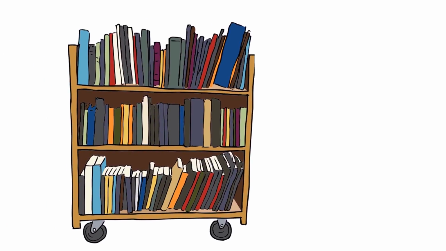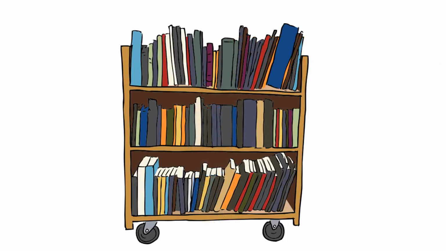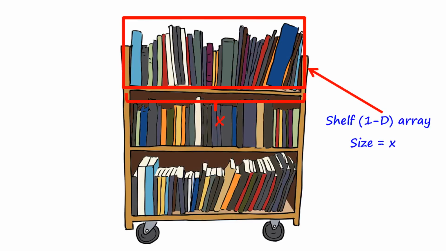Let's say that you are standing in front of a bookshelf and you are looking at a book. So the book is an element. Now let's consider the whole single shelf which contains the book that you are looking at. And let's say the shelf contains X number of books. So the shelf makes a 1D array, the size or length of which is X.